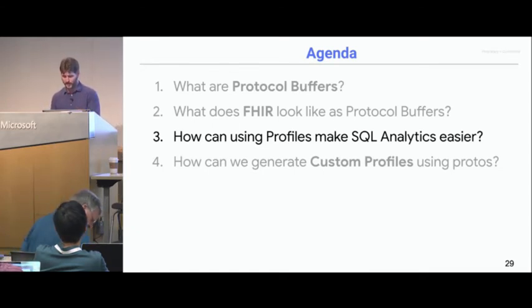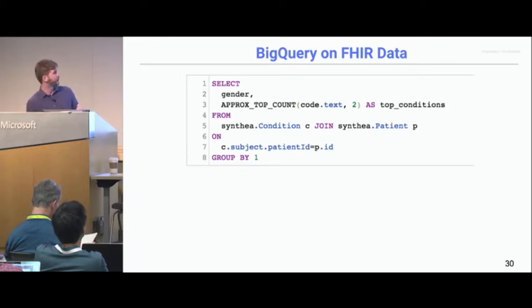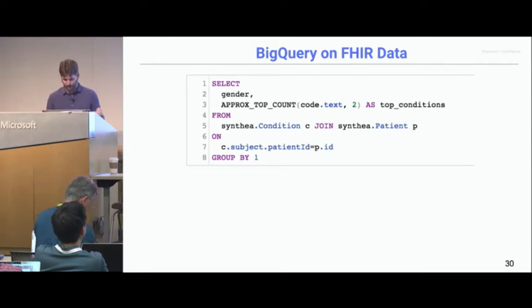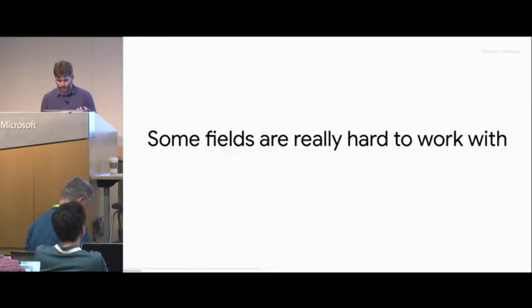The next question is, how can we get fancier and do things that are hard to do by making use of profiles? So let's take a look at that example we were looking at earlier. The reason this example is so easy to use in BigQuery on FHIR proto data is that everything is a field. So subject.patient ID is a field, gender is a field, code.text is a field. These are all well-defined top-level fields in the resource itself.